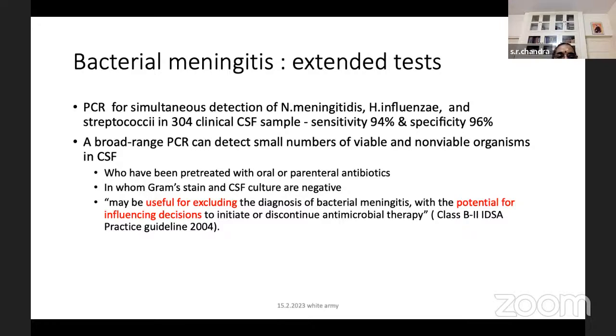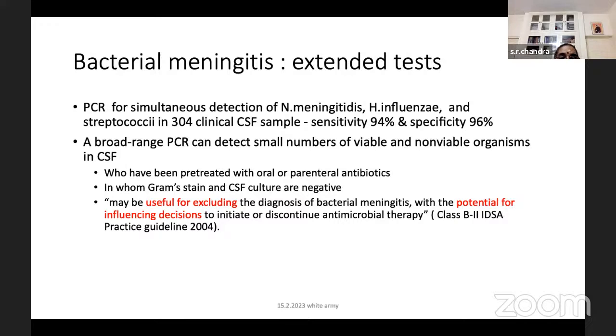And PCR for simultaneous detection of Neisseria meningitidis, Haemophilus influenzae, Streptococci, with a very good sensitivity. And a broad range PCR can detect small numbers of viable and non-viable organisms. So PCR can detect viable and non-viable organisms even if they are present in a very small amount, but it is costly, it needs expertise, it needs availability. So this is all in the fifth sample.